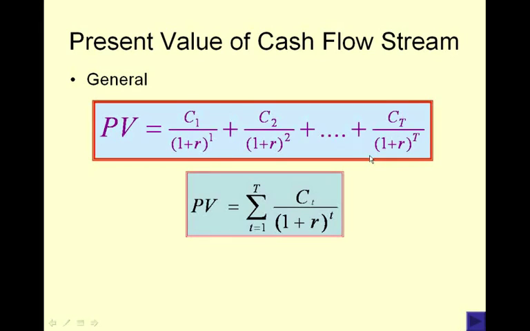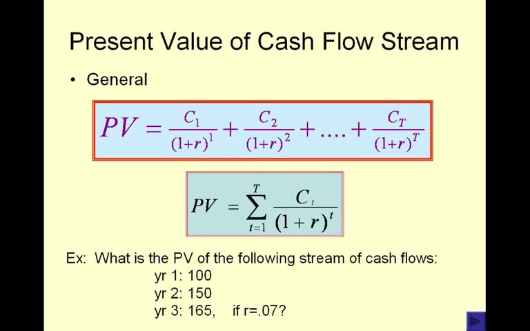Sometimes we see the present value of a stream of cash flows indicated as the sum from year t equals 1 to the term of the investment of the cash in each year, little t, divided by 1 plus r raised to the power of t. That's just a shorthand expression that you will see in the book, and you may see it elsewhere. So let's go to an example.